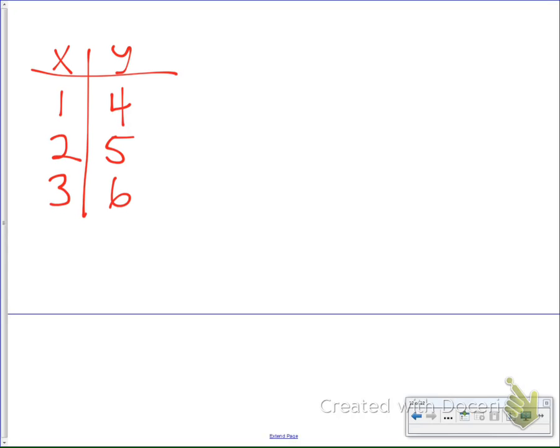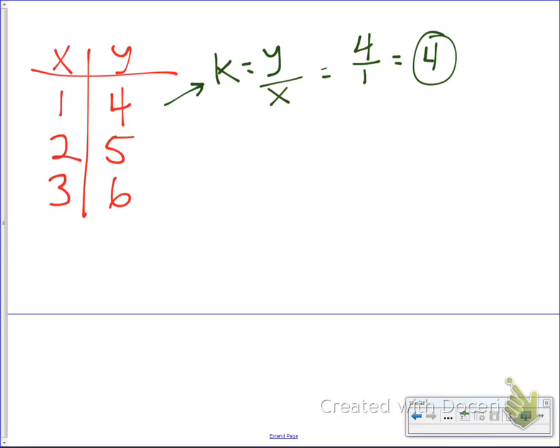So again, I'm looking for my constant of proportionality. My formula is y over x. So let's start with my first row. I'm going to do 4 over 1, which reduces to 4 over 1, or 4. So that's k for the first row.